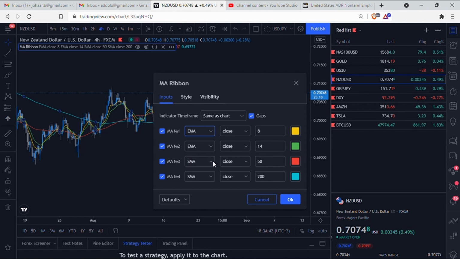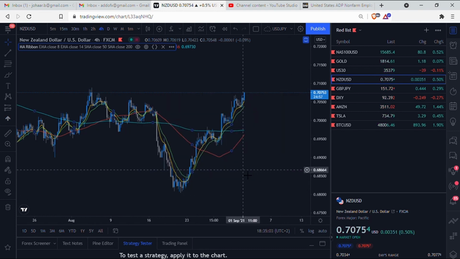Then you have the SMA, which is the simple moving average. You also apply it to the close, and you have it at 50. Then you have another SMA, also applied to the close, at 200. I'm just going to leave this here for a second so that you guys can see everything. Just make sure all your moving averages are the same as mine. Cool, and then we'll get into it.